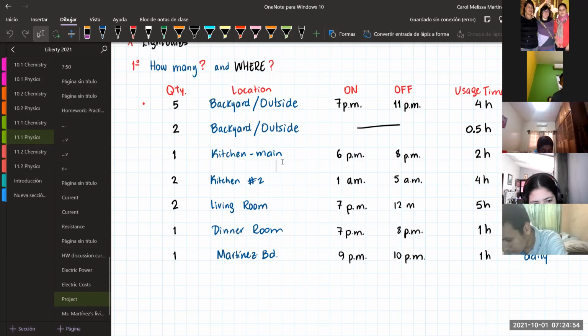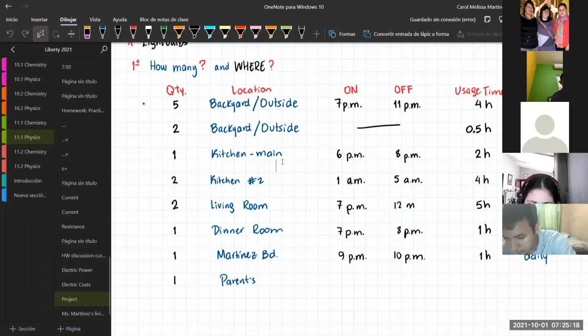I could consider that all bedrooms are like this. Well, no, my mom turns hers on for a longer period. So I have one light bulb in my parents' bedroom, and this one is on since 9 p.m. to midnight. My mom stays there, so it is more or less 3 hours. This happens to be daily.